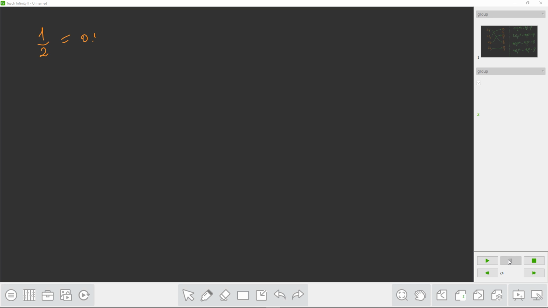Now, as for the decimals, I'm going to give you some specific and famous decimals. So well known, these decimals. Okay. Now, 1 over 2. If you cut 1 into 2 parts, it gives you half. Half in decimals is 0.5.